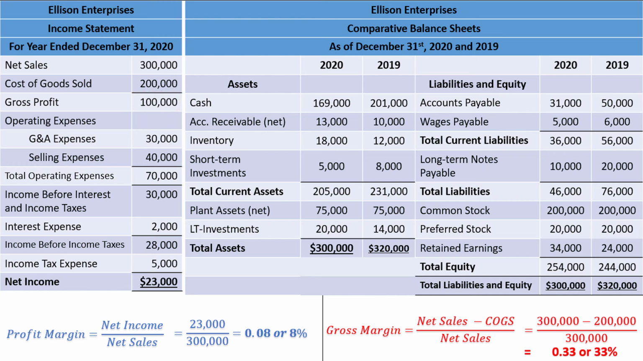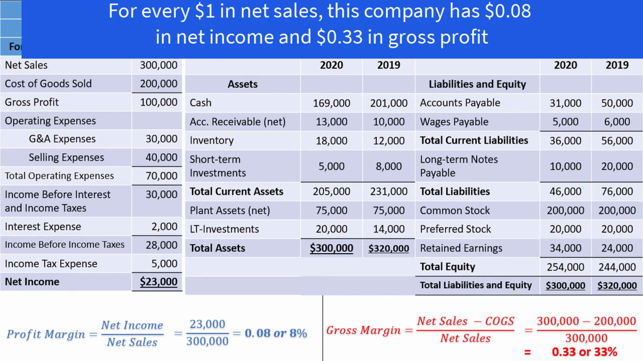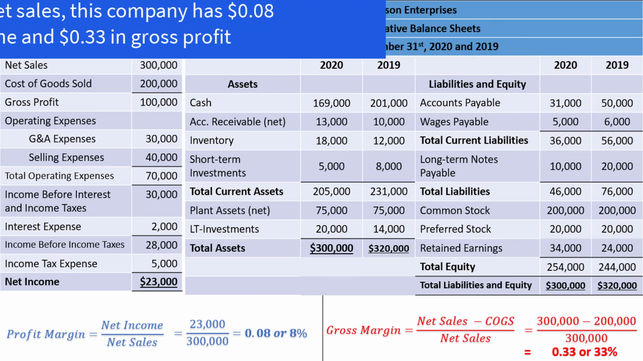The profit margin of 8% means that for every $1 in net sales this company has, they have 8 cents in net income. Similarly, the gross margin ratio of 33% means that for every $1 in net sales that this company has, they have 33 cents in gross profit. Businesses would prefer both of these ratios to be higher, although some industries, such as luxury goods, operate at higher margins, whereas others operate with low margins, such as grocery stores.